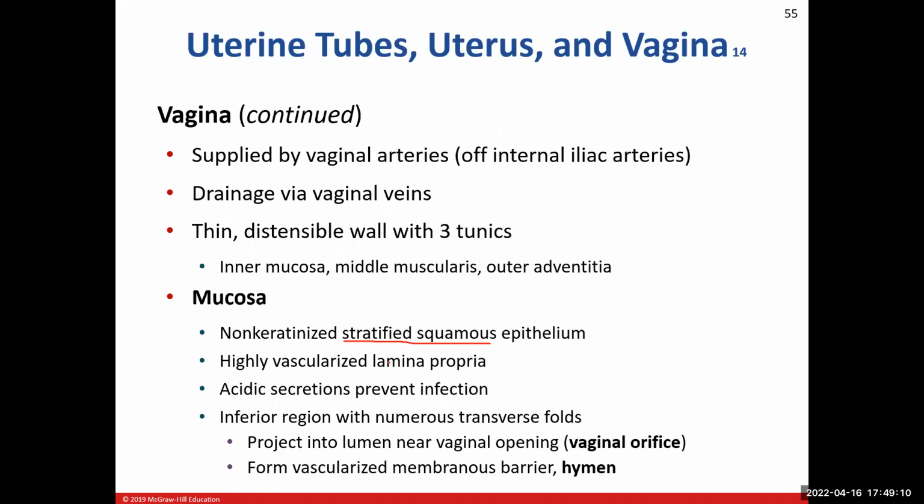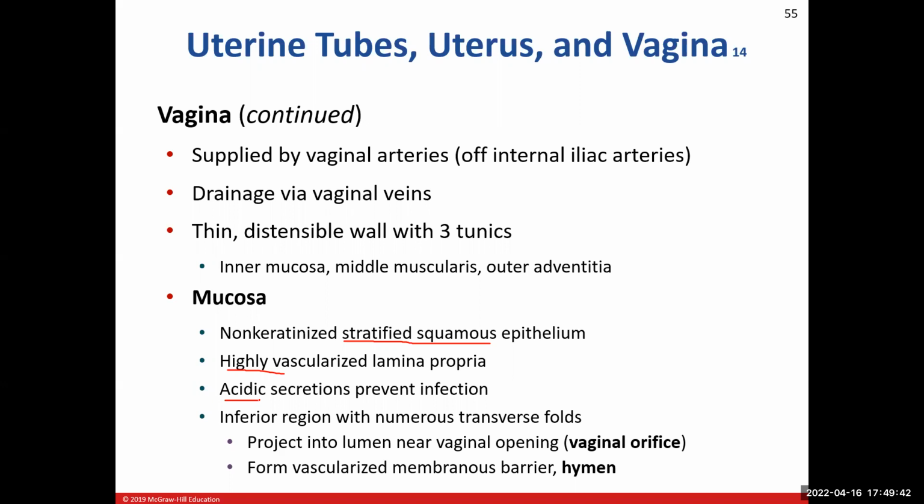All right, just deep to that, in the lamina propria, we'll have our blood vessels, and we have a high amount of blood vessels there. Now, the glands here are going to secrete an acidic secretion. Again, acidic conditions make it a hostile environment for certain pathogens. So the acidic secretions prevent infection, but they also make it a hostile environment for sperm. Okay, so keep that in mind. It's a double-edged sword there.